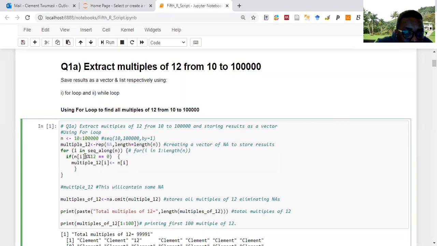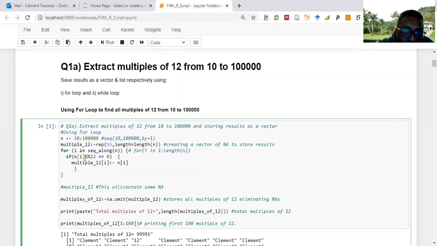So here, you realize that I'm not putting if i, but I'm saying if n with this square bracket. I told you that if you have a vector, we use the square bracket to extract. So this is how the for loop works. First of all, consider when i is equal to 1, because seq_along n is from 1 to a certain number. It's just the positions of each of the numbers from 10 to 100,000. So the i is the position, and when i is 1, you are considering the first number in the sequence 10 to 100,000, which is 10.